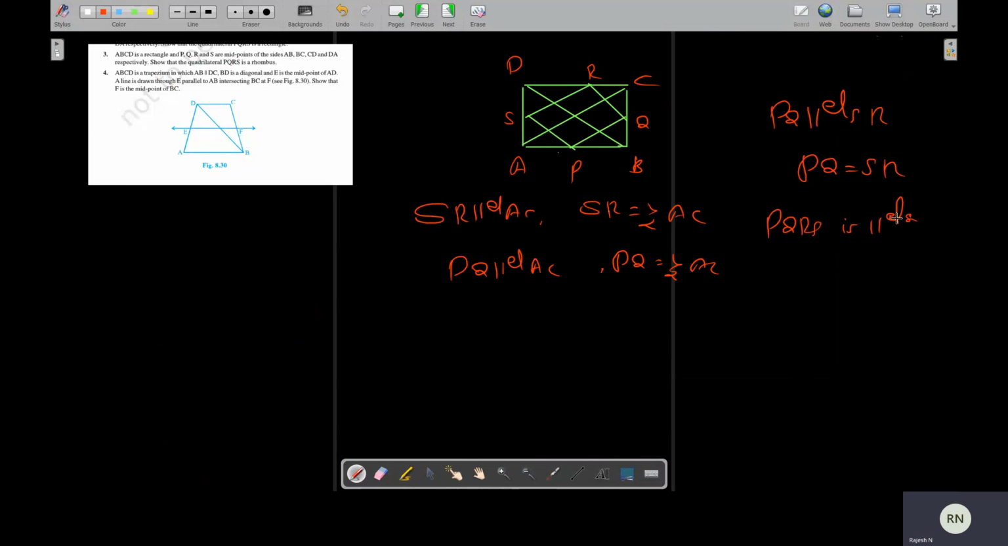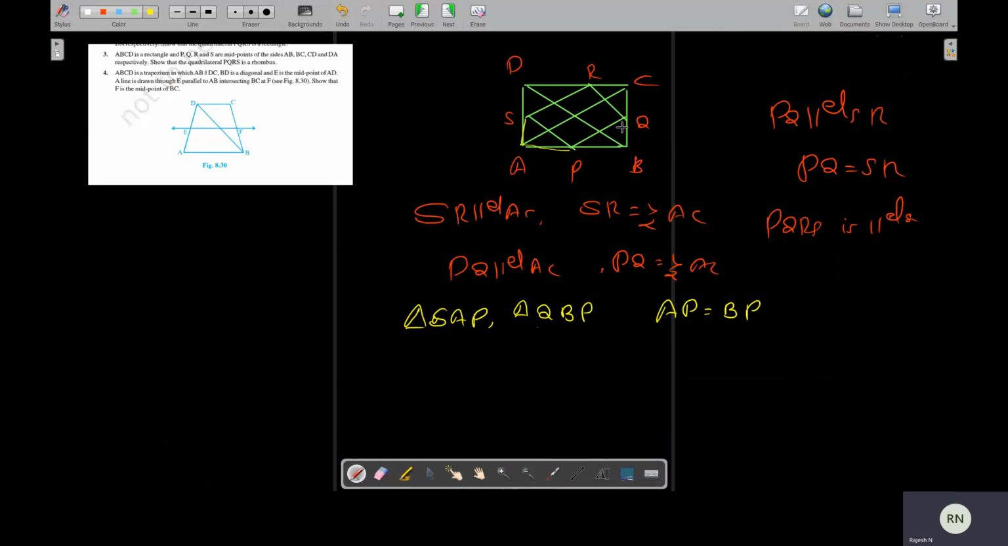Now, what you have to do to make a parallelogram become a rhombus? Adjacent sides should be equal. So consider triangle SAP, triangle QBP. Because P is a midpoint of AB, what you can say, AP is equal to BP. Why? Equal midpoint. Now this is a rectangle. Rectangle means opposite sides are equal.